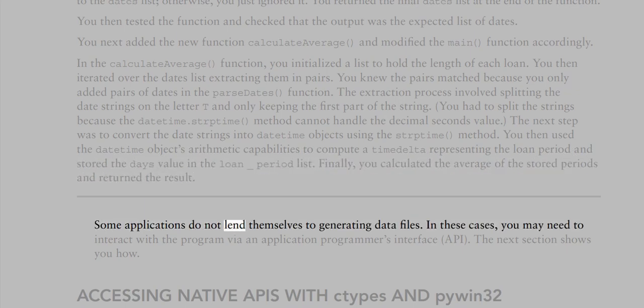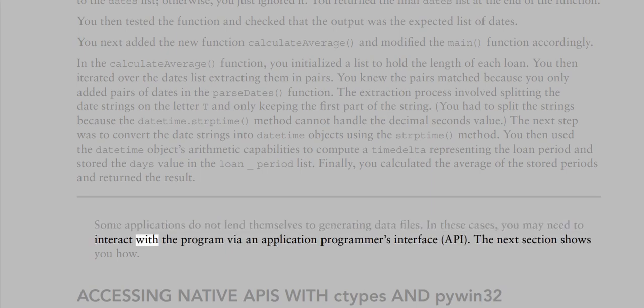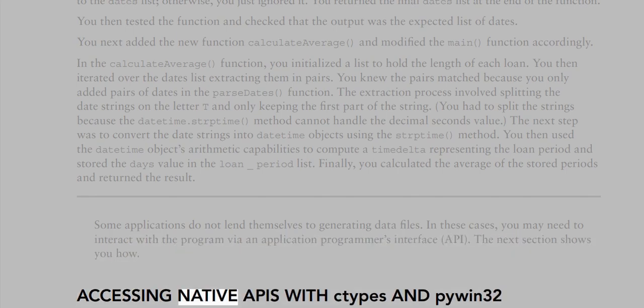Some applications do not lend themselves to generating data files. In these cases, you may need to interact with the program via an application programmer's interface, API. The next section shows you how. Accessing native APIs with ctypes and PyWin32.